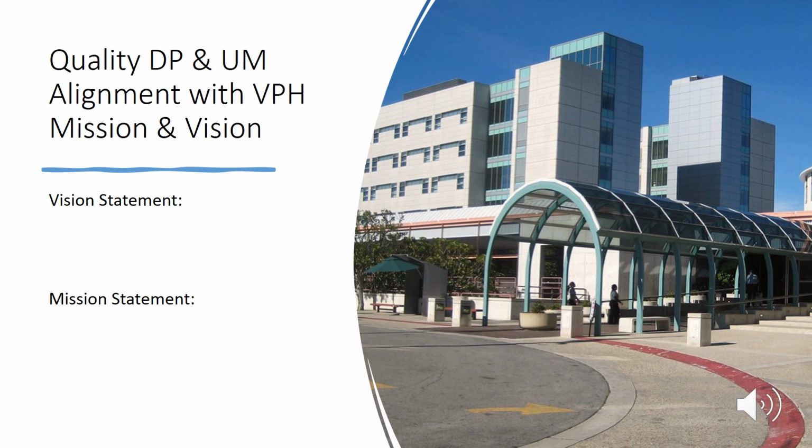Quality discharge planning and utilization management. Alignment with Valley Presbyterian's mission and vision. At Valley Presbyterian Hospital, our vision statement is excellence in all we do. Striving for excellence is VPH's vision for the future. While broad and ambitious in its nature, our vision statement acknowledges the many changes going on at our hospital today. Excellence is defined as the quality of being excellent, exalted merit, superiority in virtue, surpassing goodness, being the very best.